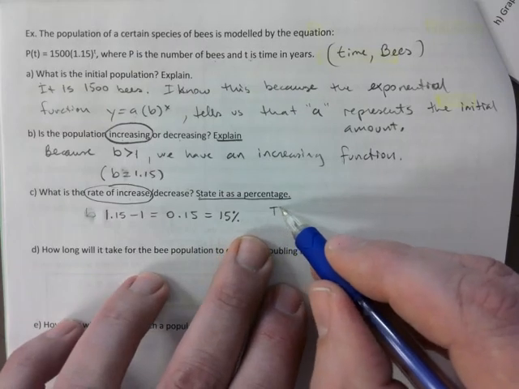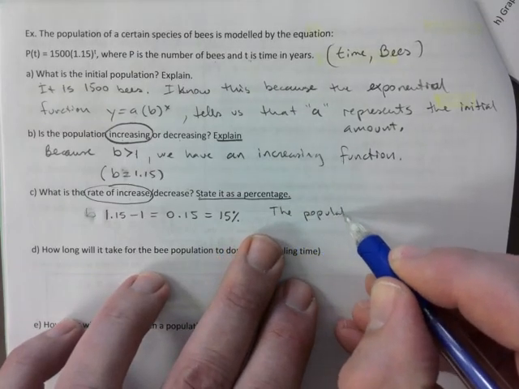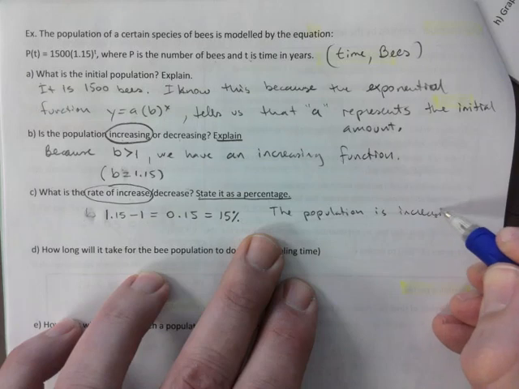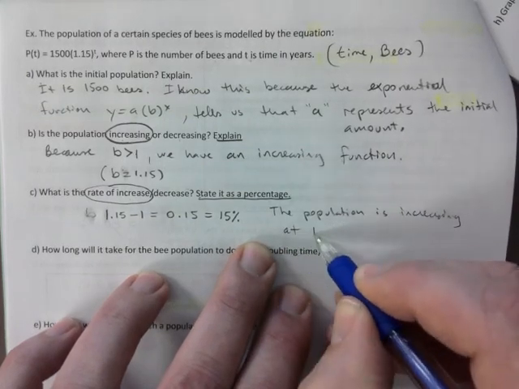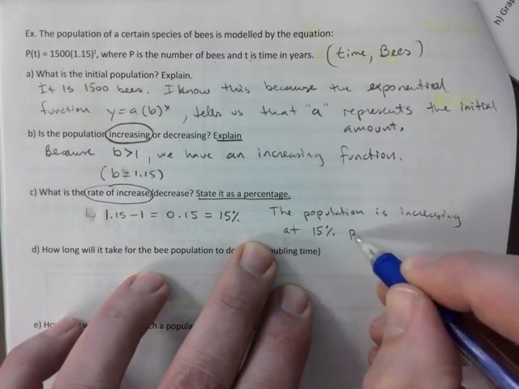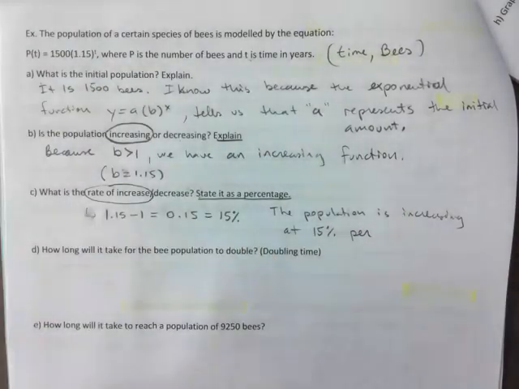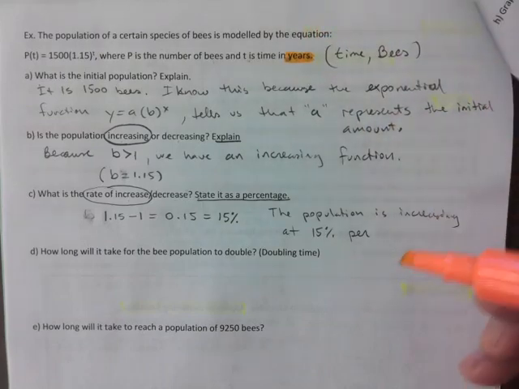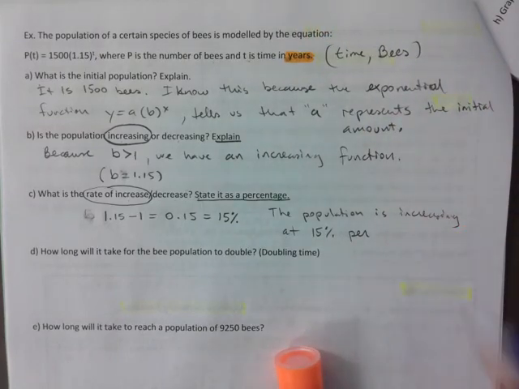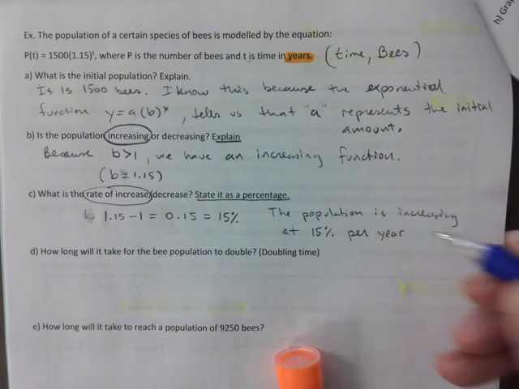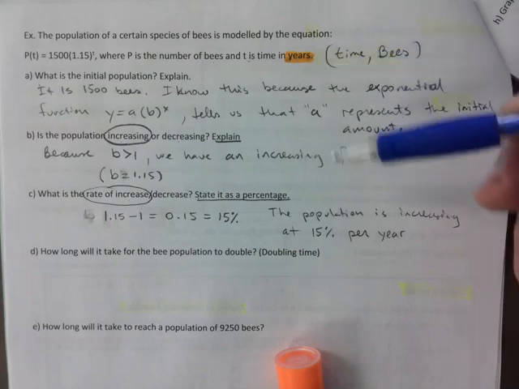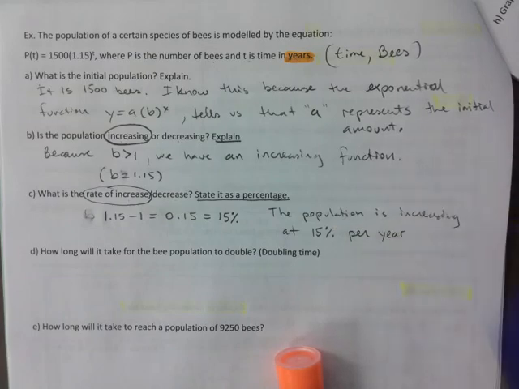So the population is increasing at 15% per what? This is where you have to be careful. The time here is in years, correct? So that's going to tell us what to put here. I will connect them in a bit. If this had been time in minutes, we're observing bacteria in a petri dish, you would say 15% per minute. Okay? So you have to just match whatever your time is here.